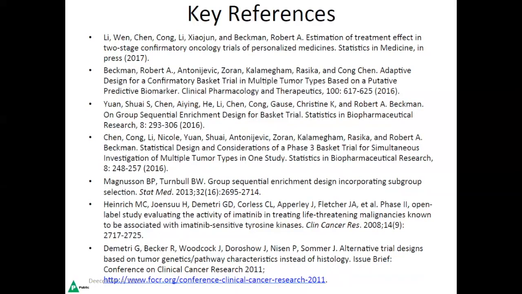These are the key references. The second one is for a general audience describing this design with me as the first author. The fourth one with Kong Chen, the first author, is the primary statistical paper supporting it. Somehow it got left off there, but I wanted to say that there is a new book coming out from Chapman and Hall, CRC Press, which I'm going to shamelessly plug. It discusses umbrella trials and basket trials, and is edited by Zoran Antonijevic, who is a key contributor to this, and myself. So with that, I think it's time for questions.